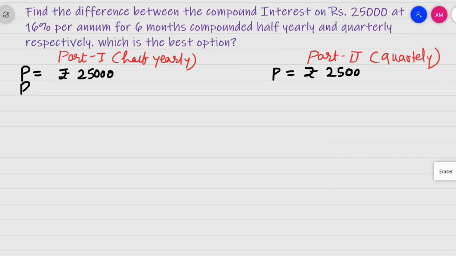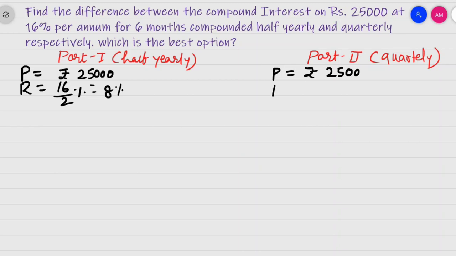See here, what is the rate given? Rate is 16% per annum. That means 16 by 2% half yearly. I'm not writing half yearly because we have already written half yearly. So this will be equal to 8%.